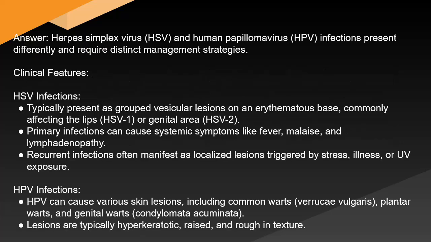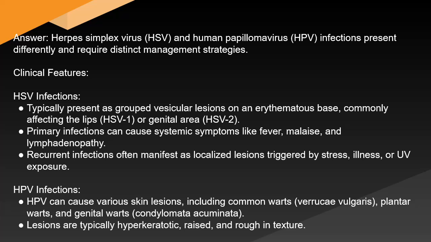Answer: herpes simplex virus (HSV) and human papillomavirus (HPV) infections present differently and require distinct management strategies. Clinical features: HSV infections typically present as grouped vesicular lesions on an erythematous base, commonly affecting the lips (HSV-1) or genital area (HSV-2). Primary infections can cause systemic symptoms like fever, malaise, and lymphadenopathy. Recurrent infections often manifest as localized lesions triggered by stress, illness, or UV exposure.